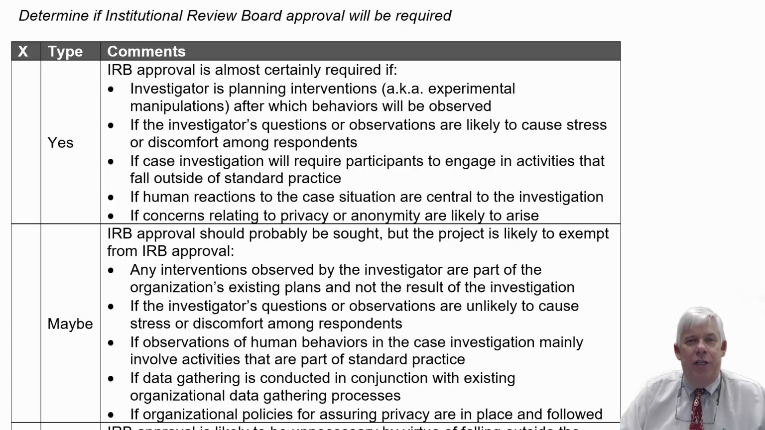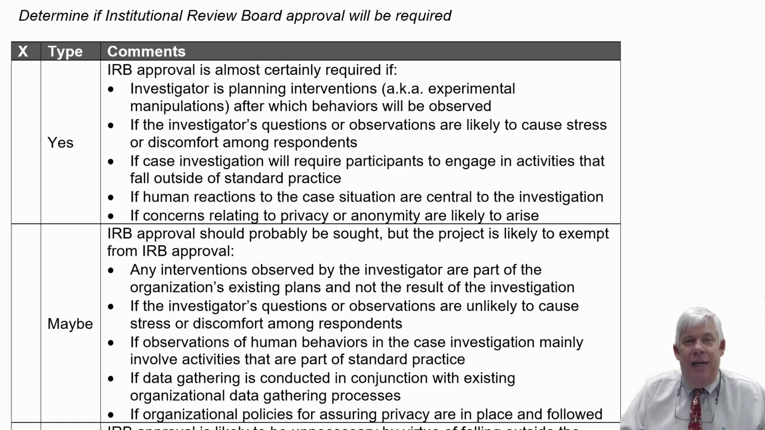If the observations being made are part of standard practice within the organization, for example, organizations routinely conduct performance appraisals. I'm not sure that anyone actually likes performance appraisals, and they can be very uncomfortable, but this is not something being done at the investigator's behest. And so you might be able to observe that process without necessarily having the IRB oversee your protocol, but they would want to be aware of what you're doing.